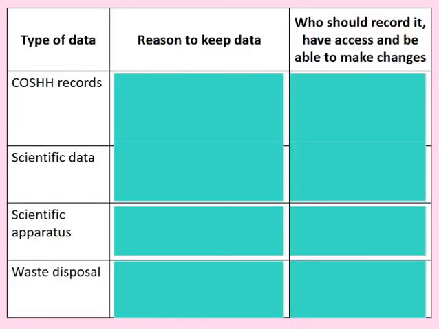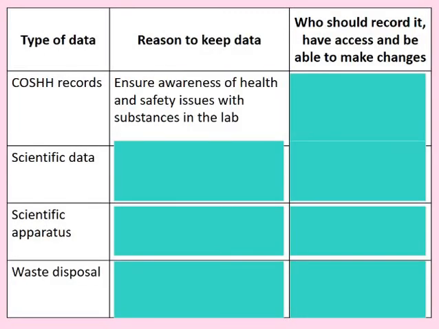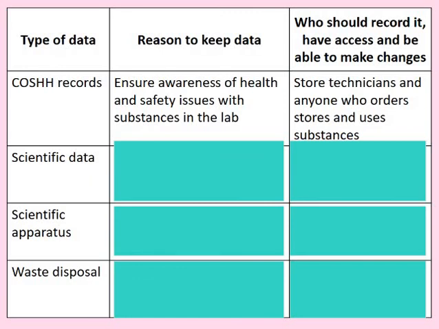Okay, so COSHH records are records which basically show the workplace what sort of health and safety rules need to be followed. And the reason you need to keep that, so these are things like posters and methodologies and risk assessments, is to ensure the health and safety for staff and that the substances in the lab are being dealt with correctly. The people who should be able to access it are store technicians and anyone who actually orders and uses the substances within the lab.